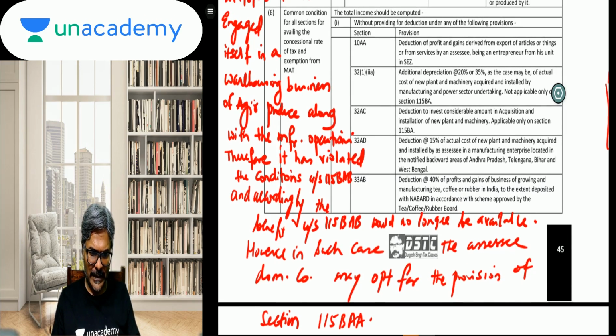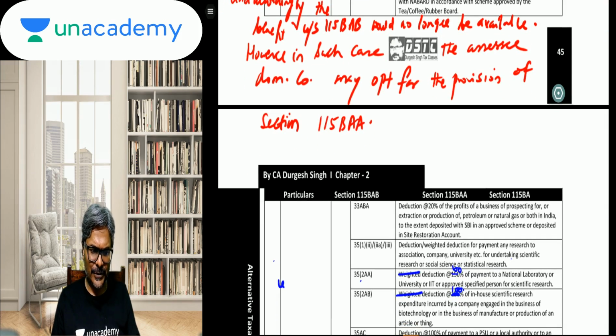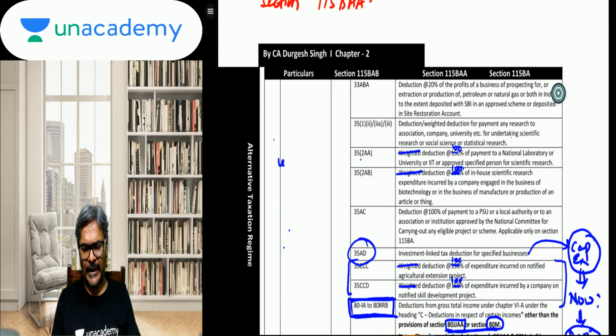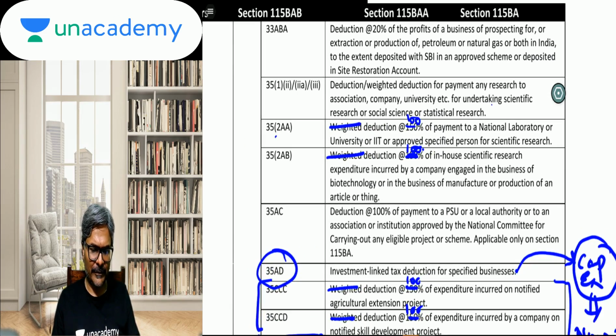So I think we are done with this particular part, 33AB. 33ABA, the site restoration fund, is also on similar lines. Now, if you see over here, students, 35(1)(ii), (iia) and (iii). Just read this part.